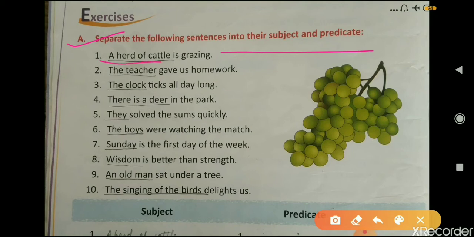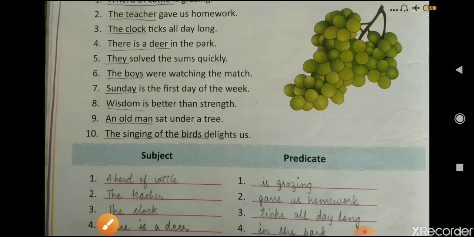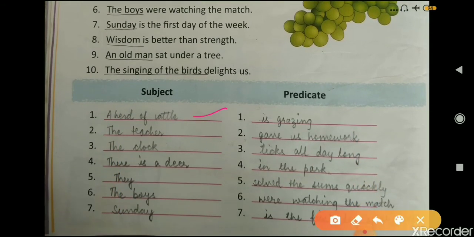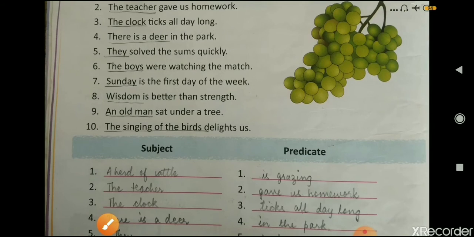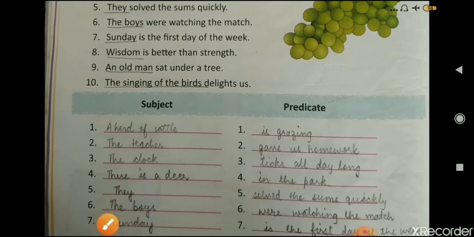So a herd of cattle is the subject part and is grazing is the predicate part. Okay, so you have to write here: the herd of cattle, this is subject, and is grazing, predicate. Now the second sentence is, the teacher gave us homework. So the teacher, subject part, gave us homework, predicate. Third is, the clock ticks all day long. So the clock is subject, ticks all day long, predicate.